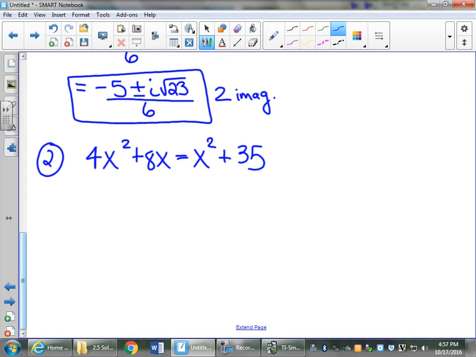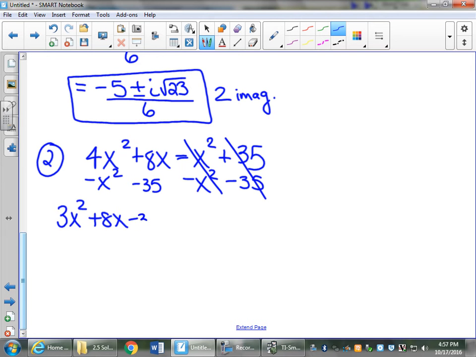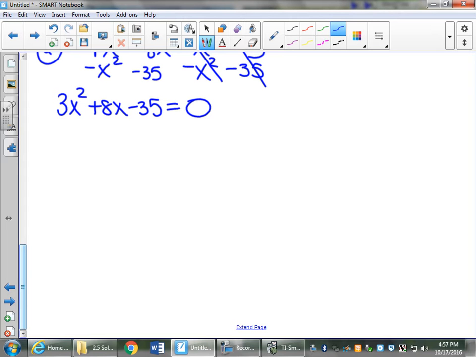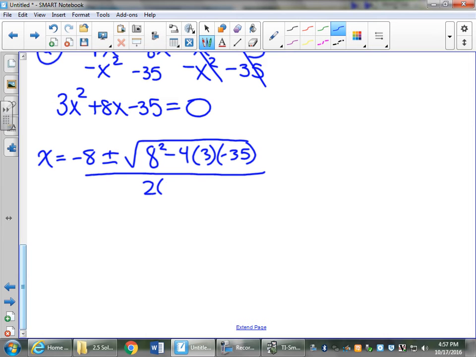Because when I subtract the x squared, I'll get positive 3x squared. That'll be a positive a value. So subtract the x squared and subtract the 35. The 35 will not be like terms with anything. It'll stay separate. So we get 3x squared plus 8x minus 35 equals 0. Once it's equal to 0, we just sub everything into our formula. Singing the song. x equals -b plus or minus square root b squared minus 4ac all over 2a.